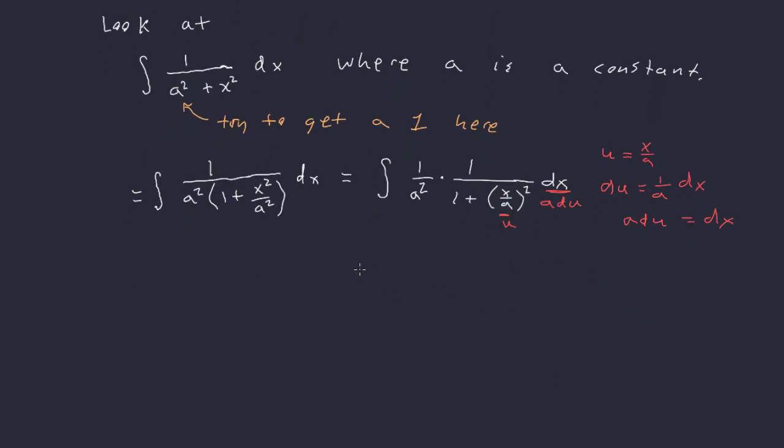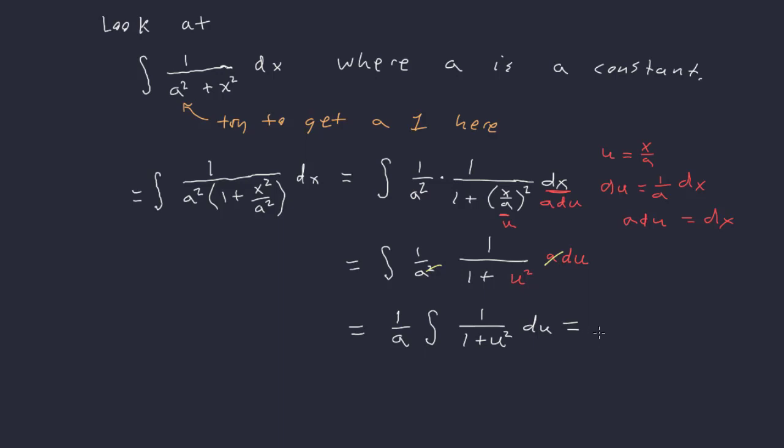So we get the integral of 1 over a squared times 1 over 1 plus, now this becomes u squared, and my dx becomes a du. And look at that, this a cancels with one of these down here. Now I'm going to factor this all the way out now that I don't need it. So I have 1 over a times the integral of 1 over 1 plus u squared du.